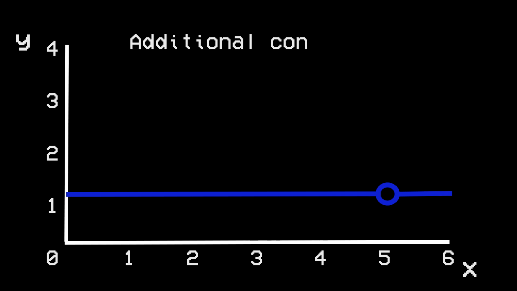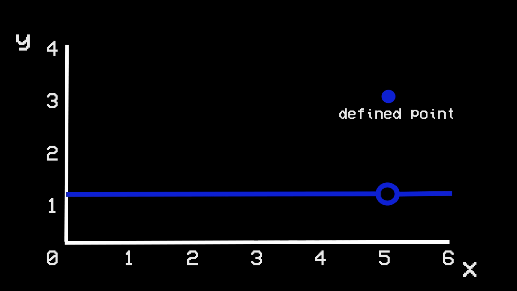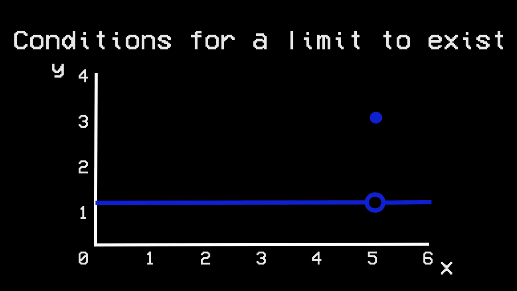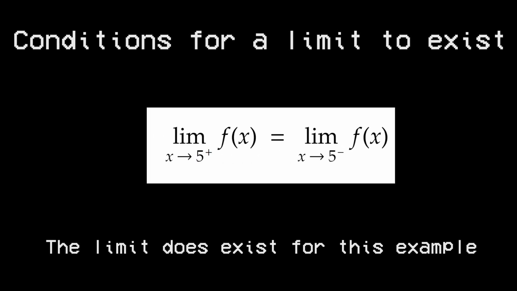On a graph, this function would look like this, with this point representing the point that the function is undefined. We can add an additional condition saying that when x is equal to 5, f of x is equal to 3. For a limit to exist, we have to ensure that the limit approaching the value from the left and the limit approaching the value from the right are equal. In this case, we see that the limit exists because these conditions are met.